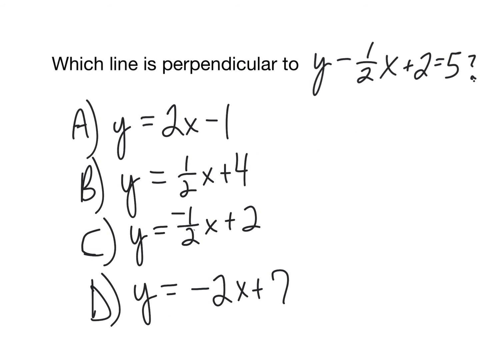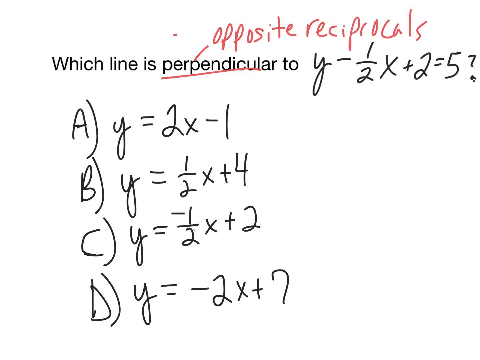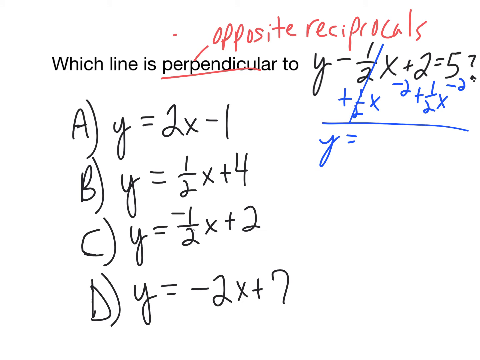In this problem, we are trying to figure out which line is perpendicular to this other line. For perpendicular lines, the slopes are opposite reciprocals or negative reciprocals of each other. So this first one, we would first need to solve for y. You could subtract 2 here as well, but the main thing is the x part. So this slope is 1/2.